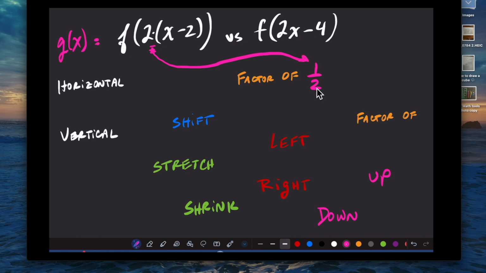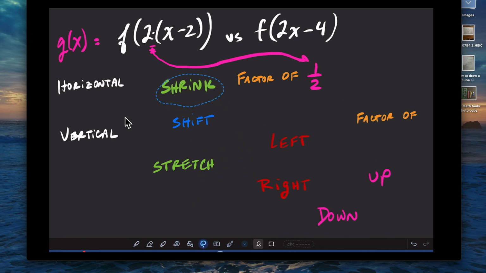If this is 1/2, this descriptor has to be a shrink. They go together. Shrink and 1/2 go together because this is less than 1. Okay, that was step 1. Now we're dealing with a shift.